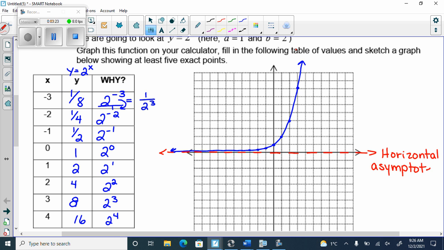The x-axis is what line? Y equals 0. Is this function growing or decaying? Getting larger or getting smaller? It's growing, right? Okay, type y equals 2 to the x in your calculator.